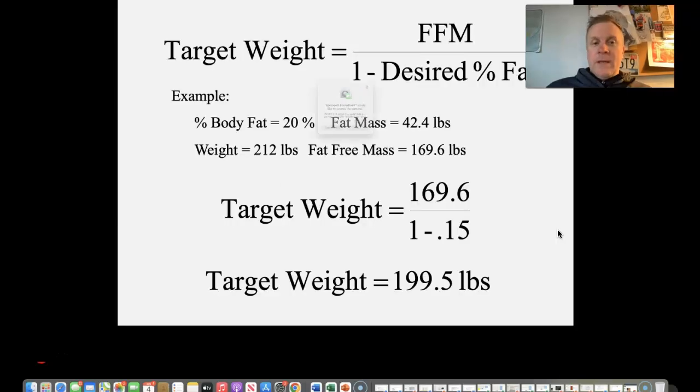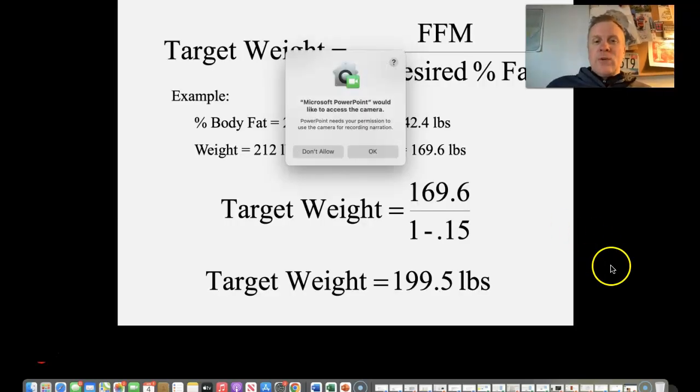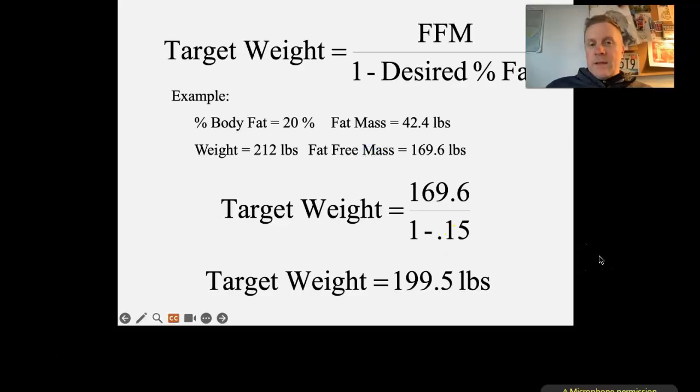All right, quick one, but once again, just something to talk through in regards to the ways that we can utilize the numbers that we're getting through the body composition assessment.